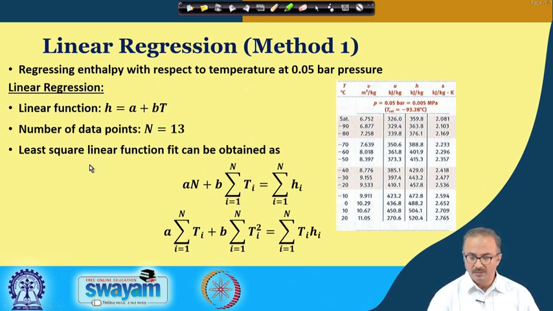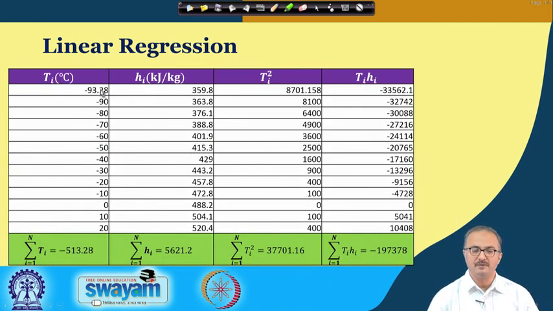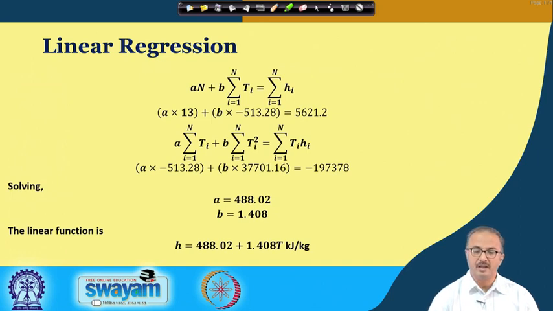Now, you have two equations and two unknowns, that is A and B, and we can put in the values: the summation of all the temperatures, and the summation of the enthalpies. Here is the table where we put the values of temperature, enthalpy, the square of the temperature and the product of temperature and enthalpy, which are needed for this least square fitting method. After inputting those values, we plug them in, and we get the values of A and B. Please understand that this we have done at 0.05 bar pressure.